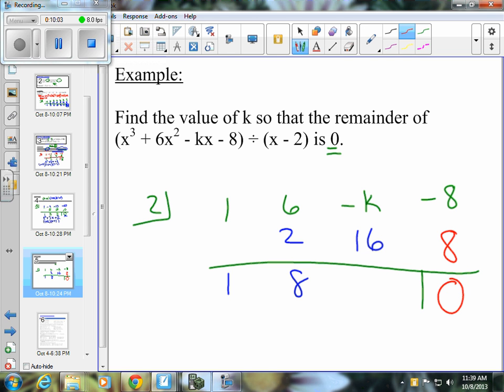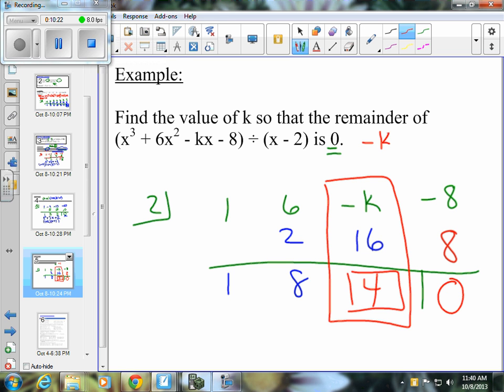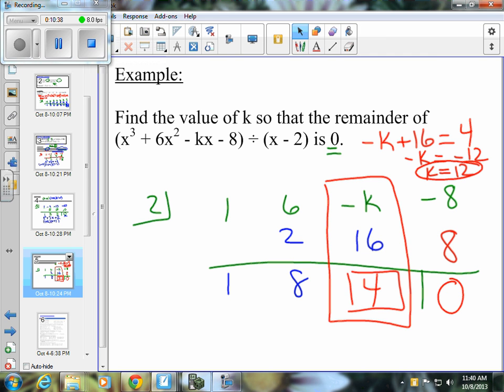Okay, well, in order for this to be an 8, that means whatever's down here in this little box times my 2 out front would have to give me an 8. So this number would have to be a 4 because 2 times 4 would give me an 8. So I can look at this column right here to figure out what k would have to be. Opposite of k plus 16 would have to generate 4 for my answer. So I can just solve that for k. So subtract the 16, so opposite of k equals negative 12, which means k would have to be positive 12. So you can actually do some cool things with this and figure out what values you have to have depending on what your functions are.